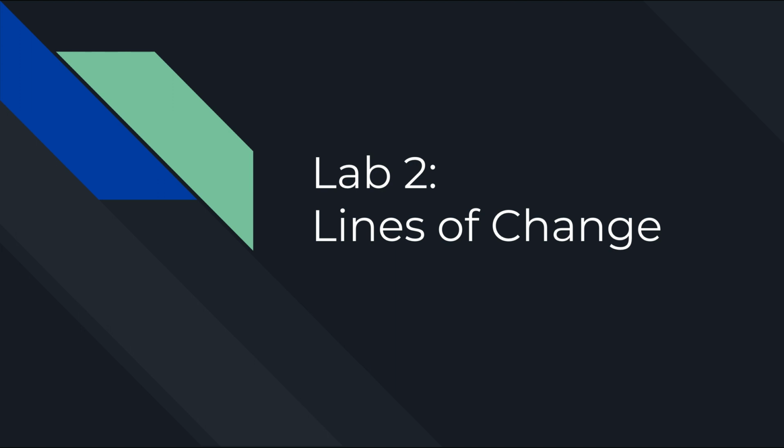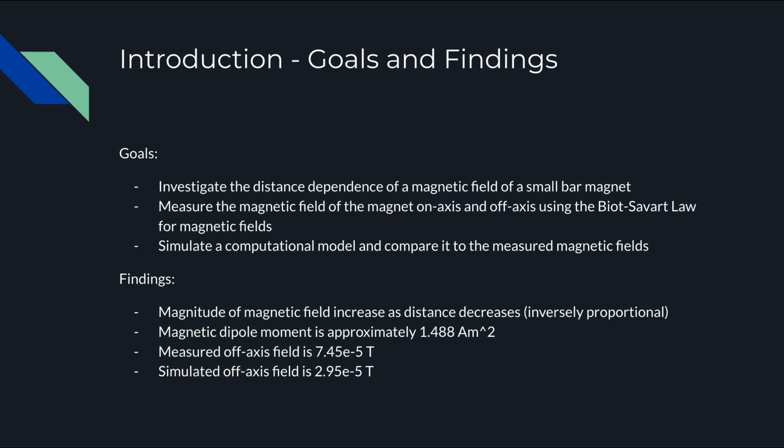Hello, this is Lab 2 of Physics 2212, Lines of Change. For the introduction and the goals and findings, the goals were to investigate the distance dependence of a magnetic field of a small bar magnet, to measure the magnetic field of the magnet on-axis and off-axis using the Biot-Savart law for magnetic fields, and simulate a computational model and compare it to measured magnetic fields.